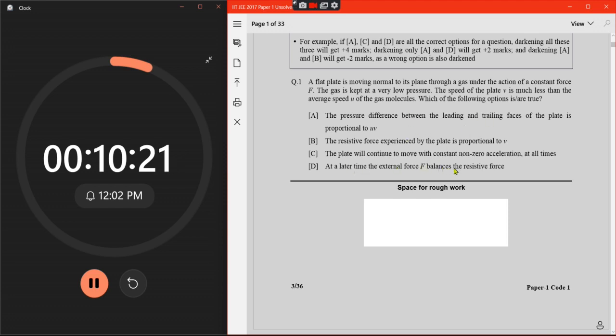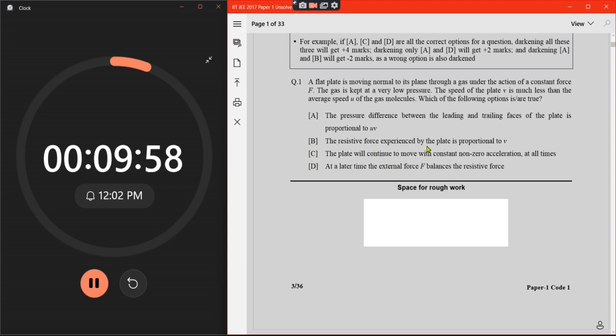External force F balances the resistive force. At a later time, the external force balances the resistive force. Yeah, I mean, eventually वो constant speed से move करना चाहिए, right? Yes, because resistance बढ़ता जाएगा in the end. So I guess D is correct. The plate will continue to move with constant non-zero acceleration at all times. I don't think that's correct.